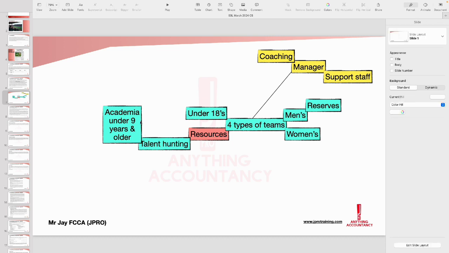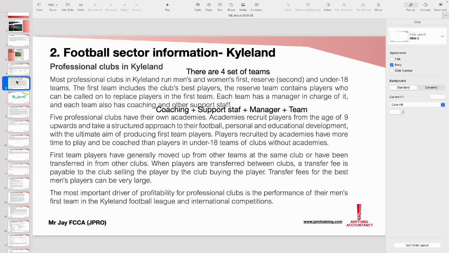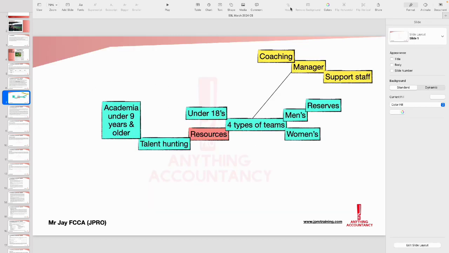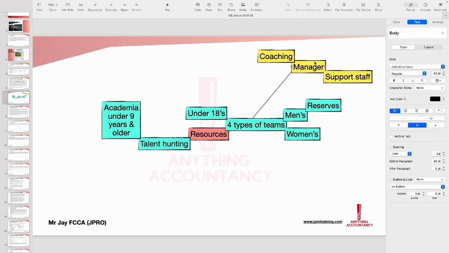Okay, that's one of the talents they can get from. They can, of course, find other talent, but that's one of the areas they're getting talents. Now, players recruited by academics have more time to play. Coach under 18s of clubs without academics. This is one of the areas that you have to consider whether the company should even bother about setting up an academics as a means. So here is a big question for you.